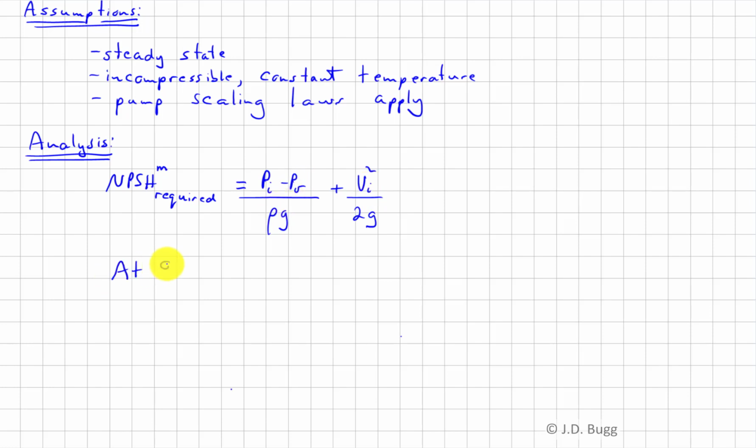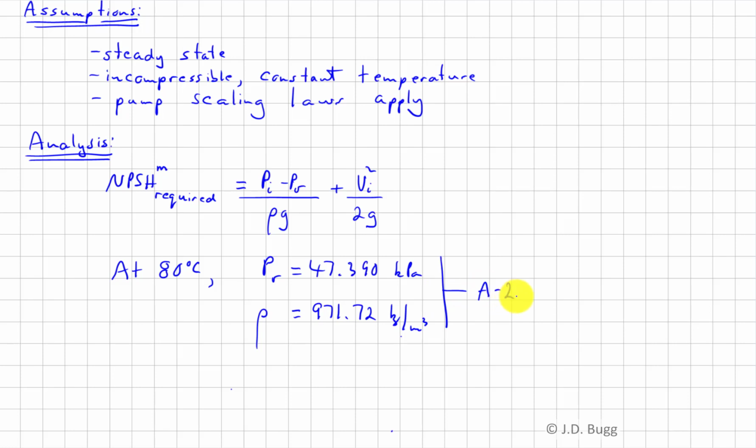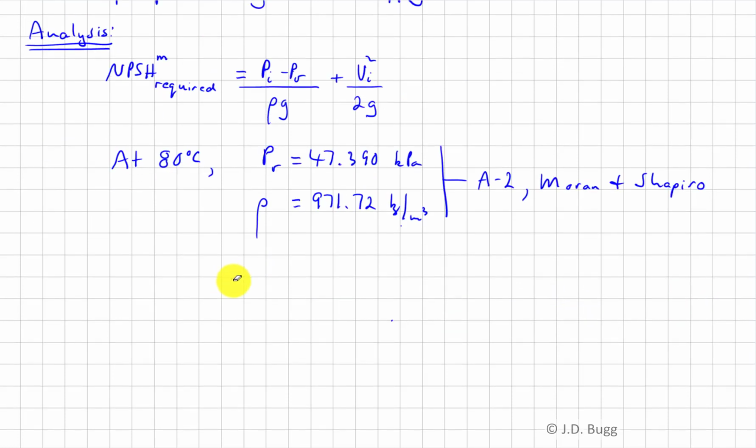The vapor pressure and density are a function of the temperature. So we're at 80 degrees C. And remember, this is water, so the vapor pressure is equal to 47.39 kPa, and the density is equal to 971.72 kilograms per cubic meter. There are lots of places you can look that up. I looked that up in table A2 of the thermodynamics textbook, Moran and Shapiro. So those are the properties that we need.